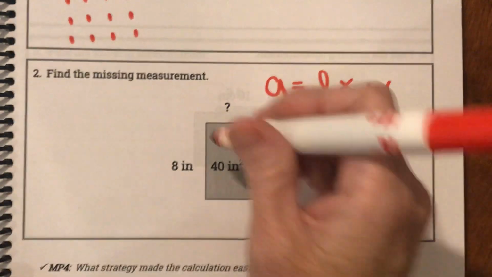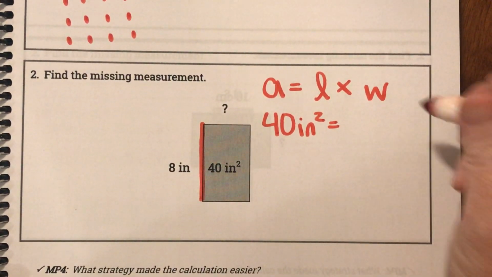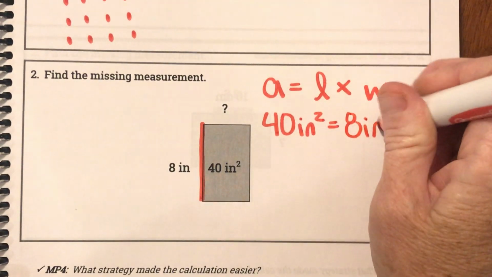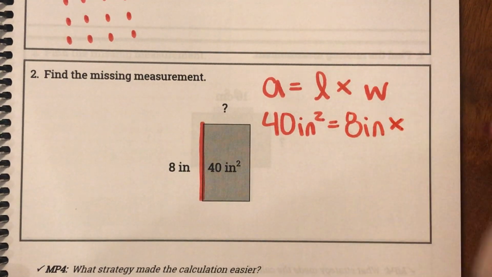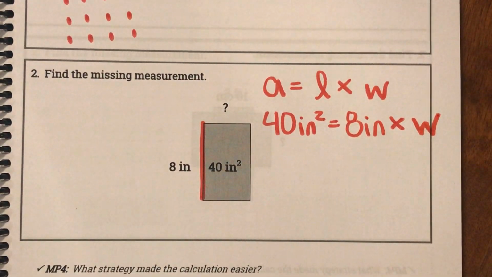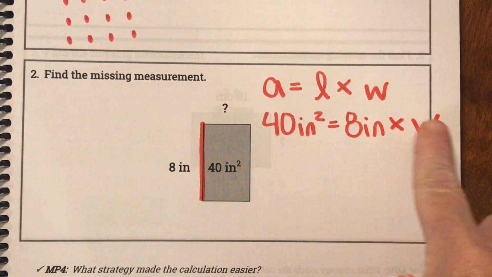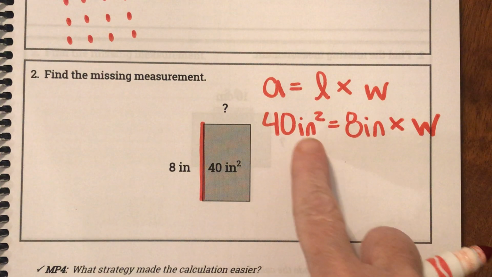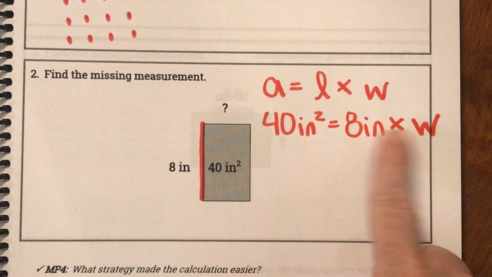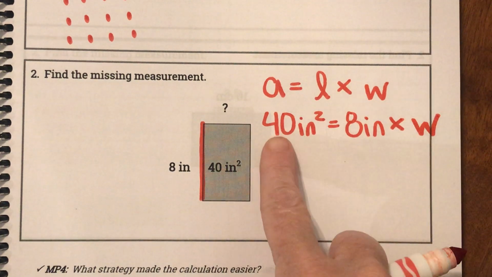I know my long number. My long number, or my length, is 8 inches. But I don't know my width. I don't know what that is. So this time I have to solve for the missing number. I have to think, 8 times what will give me 40? 8 groups of what gives me 40? What could fill in here that would get me 40?